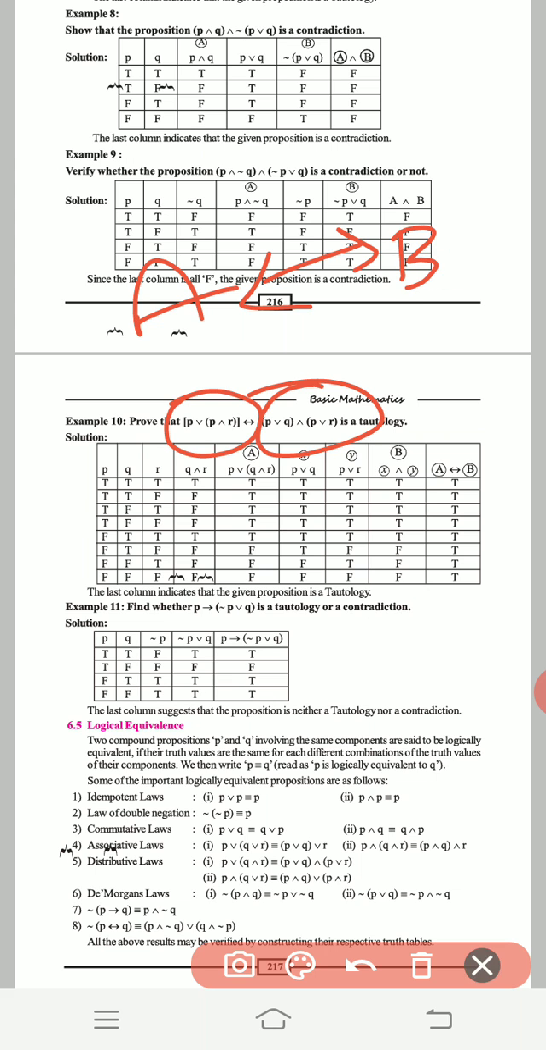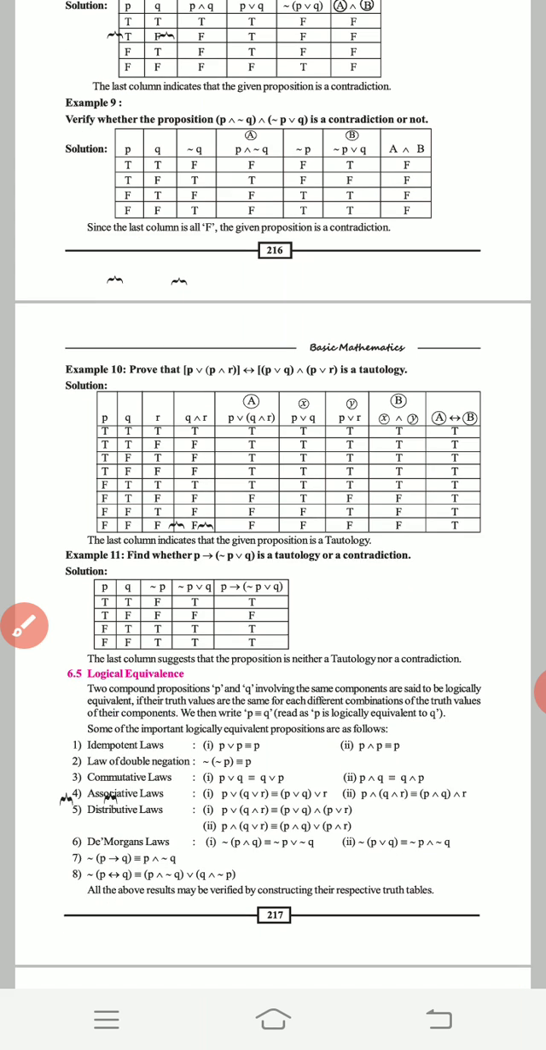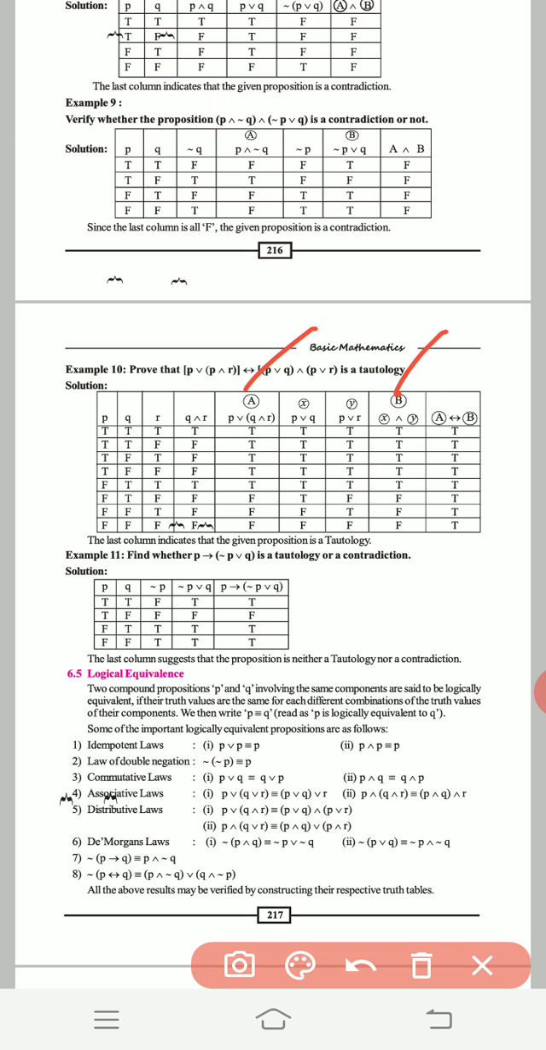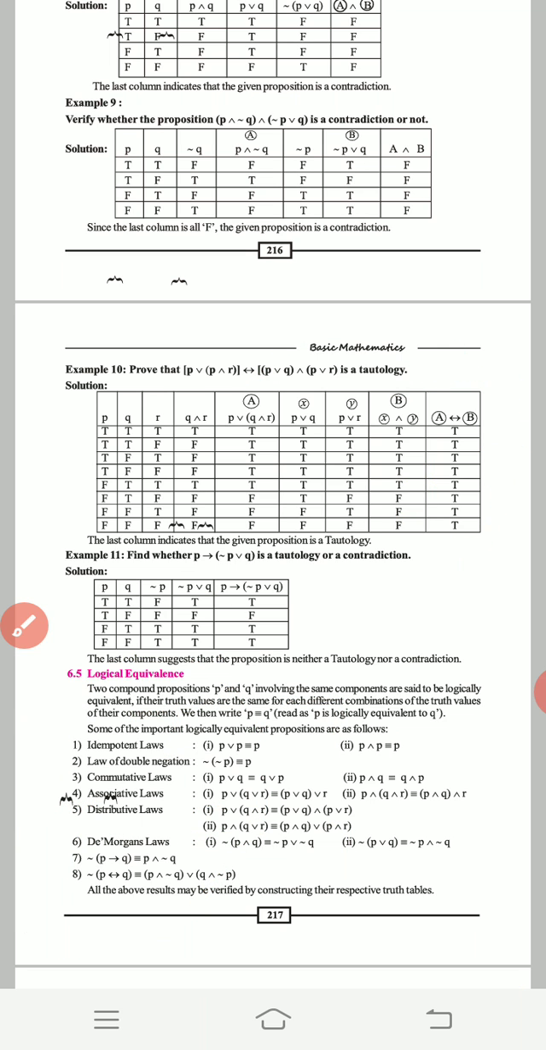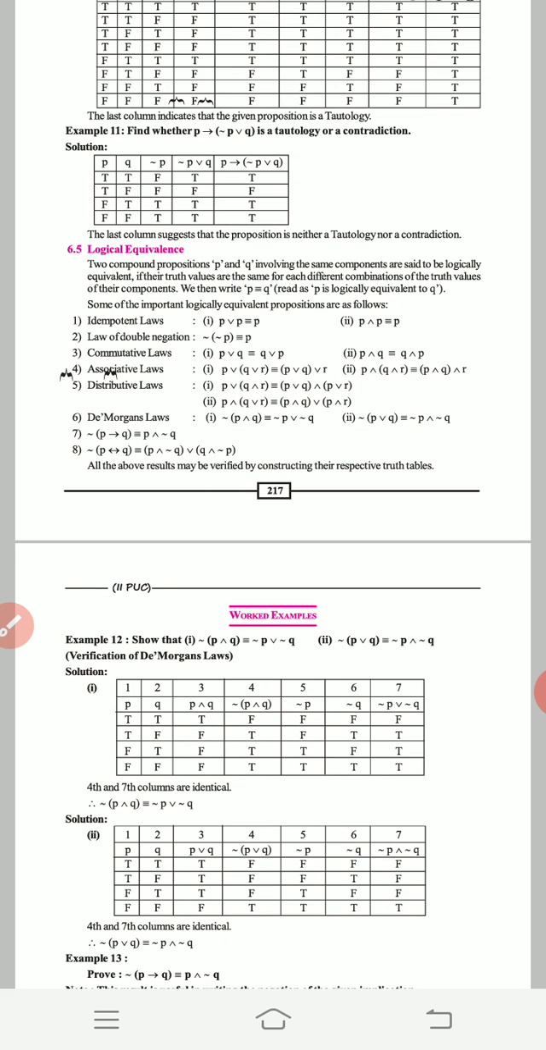Okay. A double implies B means we have to consider this column, A column and B column, double implies. Double implies means true, false, true. Remaining two cases it is false. Okay. True. Like that you will get all true. Therefore it is a tautology. Okay. Similarly, example 11. Okay. Try yourself.